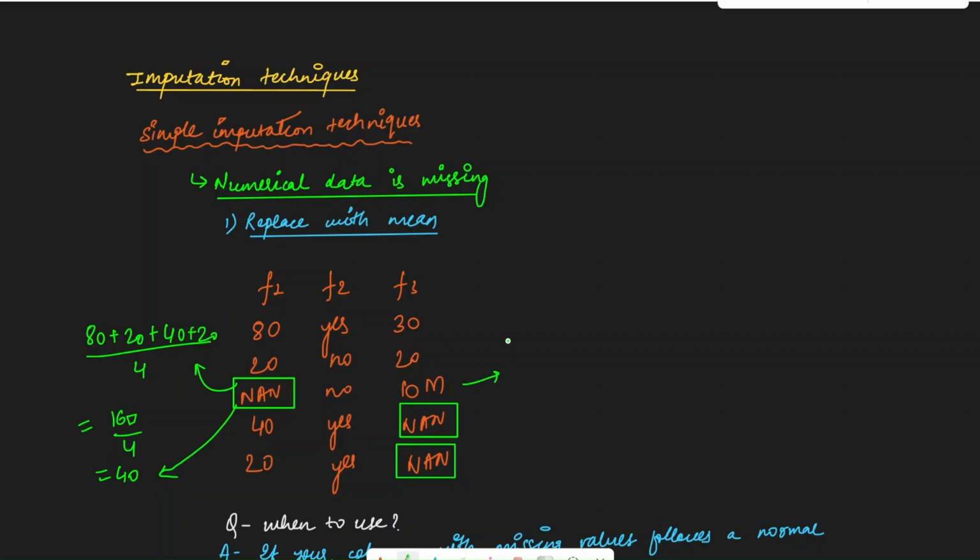Similarly for this one, we are going to find the mean. That will be 30 plus 20 plus 10 divided by 3, which is 60 divided by 3, which is equal to 20. So we are going to replace both of these values with 20, which is the mean of the column.